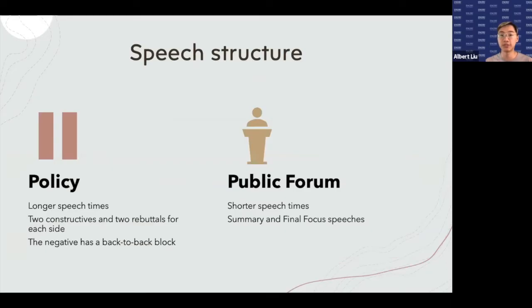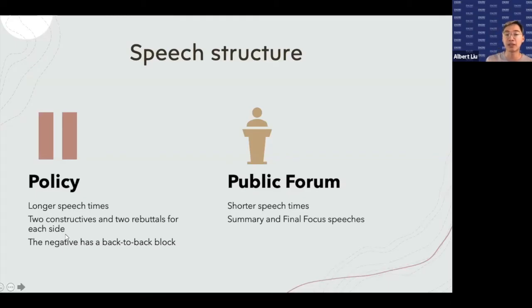When it comes to differences in speech structure, policy has much longer speech times compared to public forum, which has shorter speech times. We'll get into that in a further video. In policy, you have 2 constructives and 2 rebuttals for each side, whereas in public forum, you have a constructive, a rebuttal, a summary, and a final focus. In both debates, however, there's 2 speakers for each side, and every speaker will get 2 speeches.